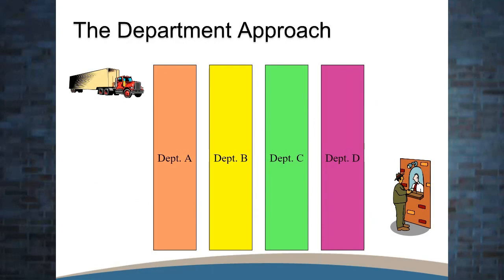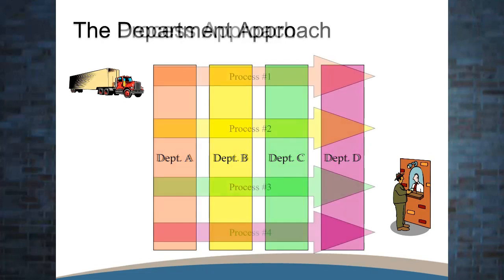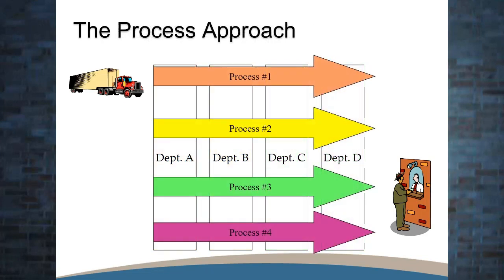This illustration shows the traditional departmental approach, where you have functional silos, you have a department that is isolated and not connected to other departments. In this illustration, you see the process approach. Process 1, 2, 3, and 4 are clearly distinct processes, and they flow across multiple departments.